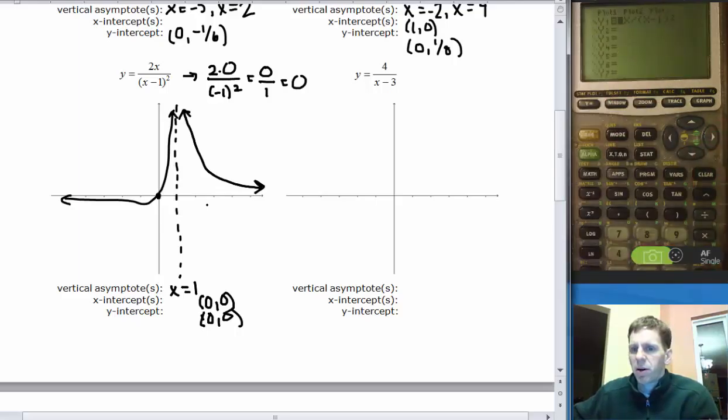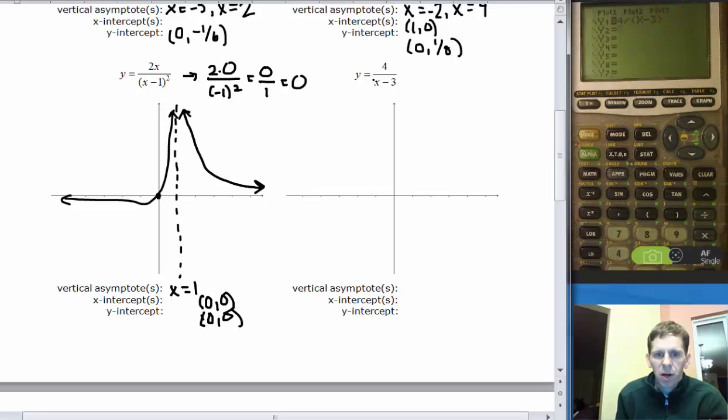Our last one doesn't have as many parts. It's a much simpler looking equation. We're going to do 4 divided by, I'm going to do parentheses, x minus 3, because we're adding or subtracting in the denominator. So we are going to want to put parentheses around this if we type this into your calculator.